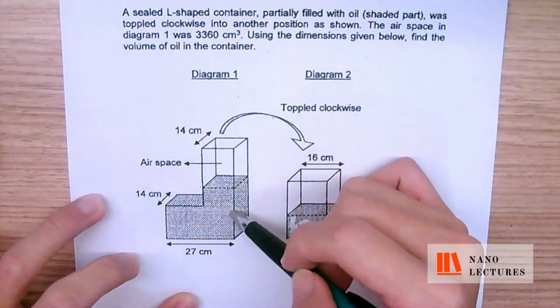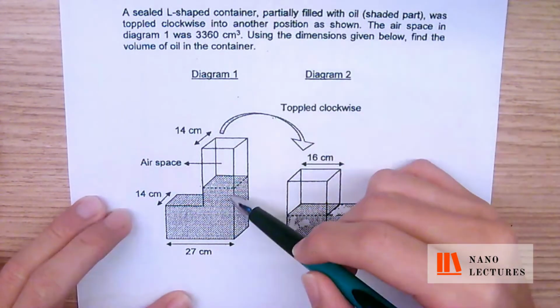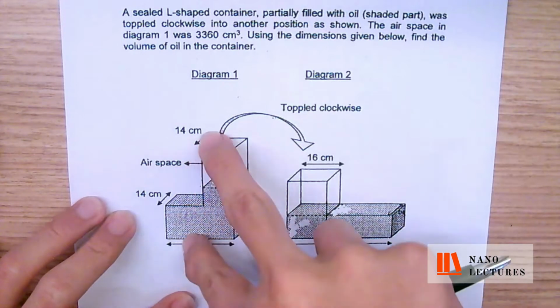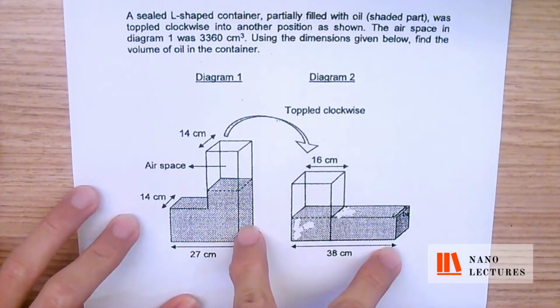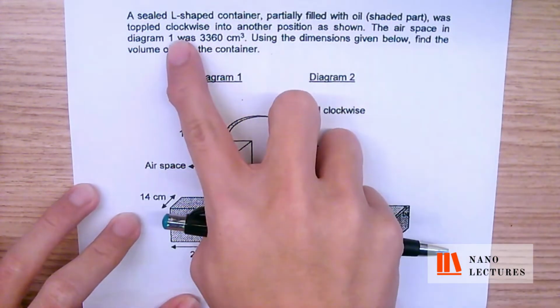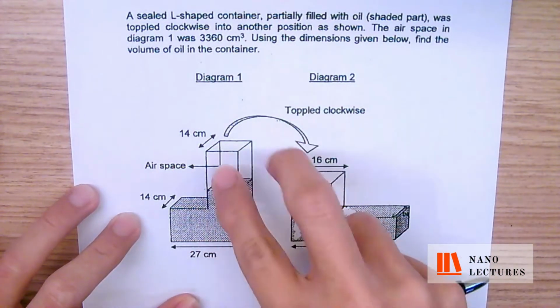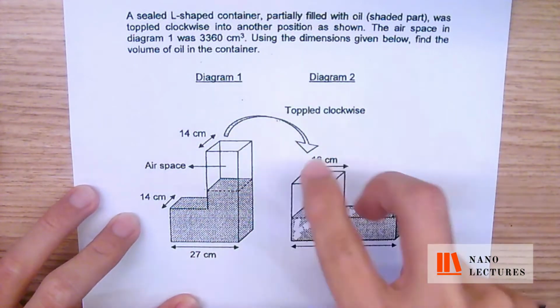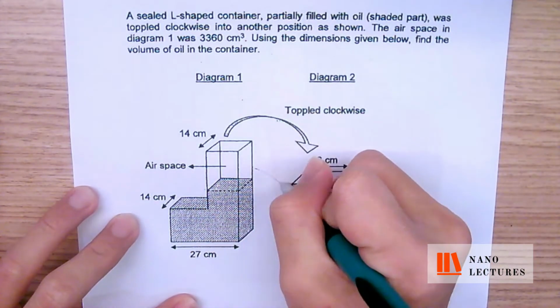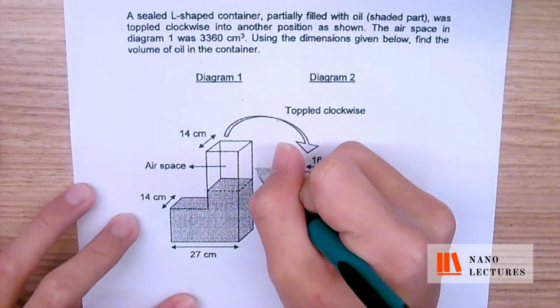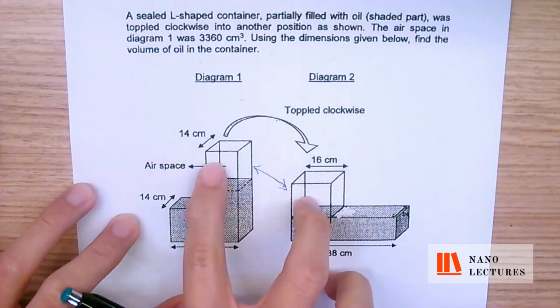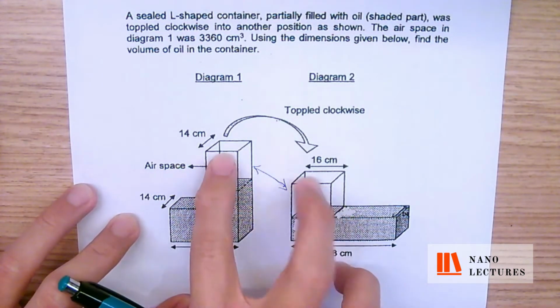A sealed L-shaped container, partially filled with oil, was toppled clockwise into another position, as shown. And I mentioned that the airspace in diagram 1 is 3360. If it's sealed, the airspace inside here is the same as this airspace, because the oil did not escape, which means that the airspace inside is still the same for both.